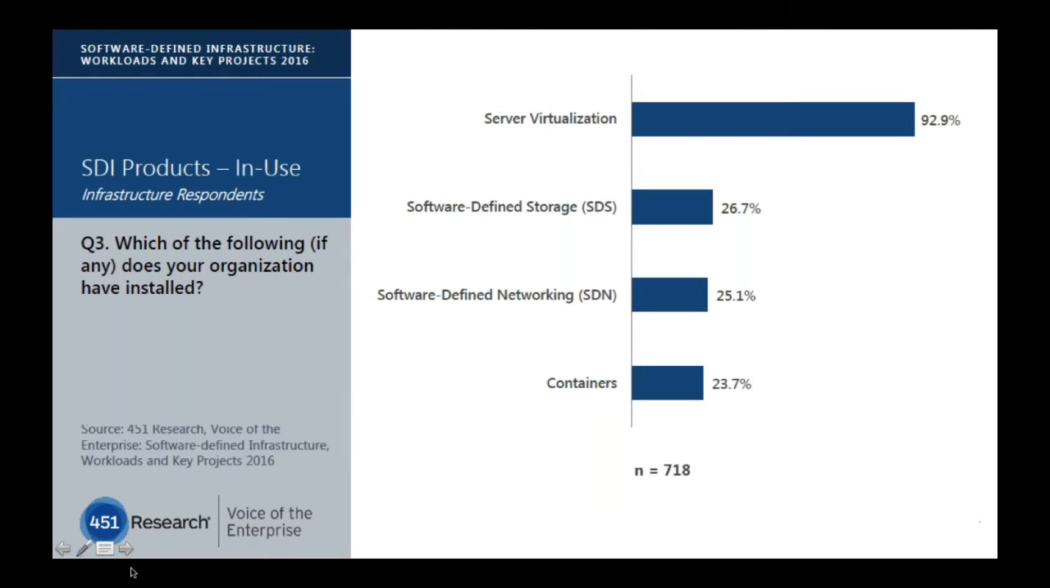So here are some of the software-defined infrastructure products in use today. And again, this is taken from our SDI survey last spring, Software-Defined Infrastructure Survey. Obviously, server virtualization dominates, given VMware's long incumbency as the leader in that market. Software-defined storage is next, followed by SDN and containers.